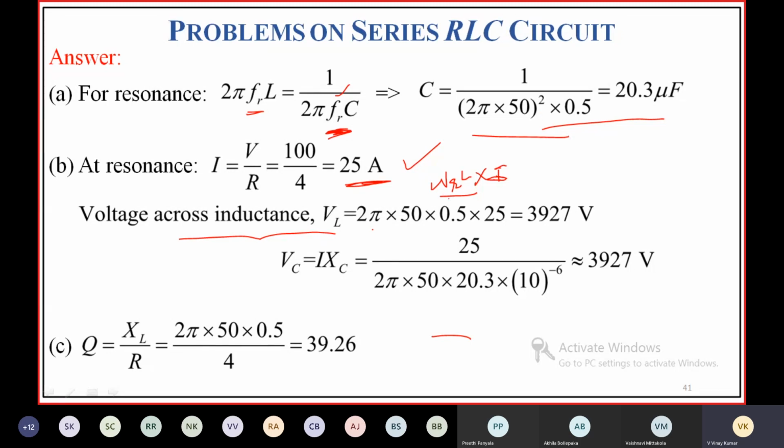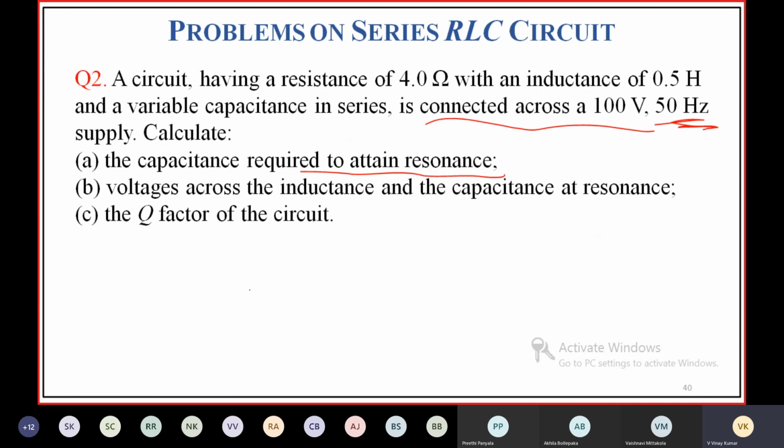After this, 2 pi F L into I, you are going to get these values. VC is equal to I into XC, which is 25 by omega C, where omega is 2 pi F. You are going to get this. We know Q is equal to XL by R, or omega L by R, where omega is equal to 2 pi F L.